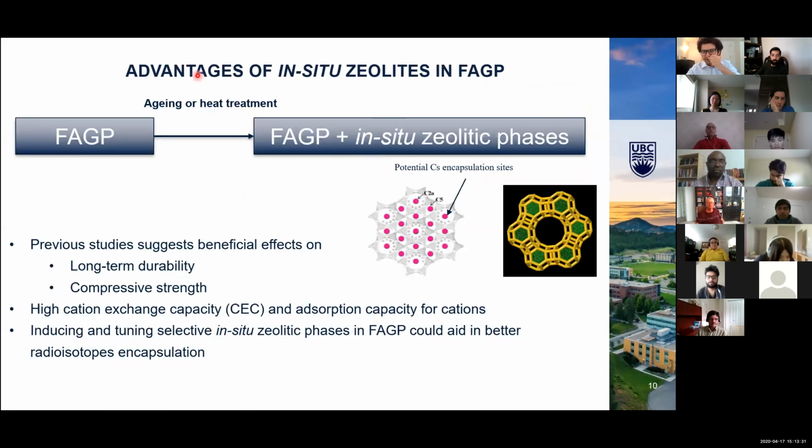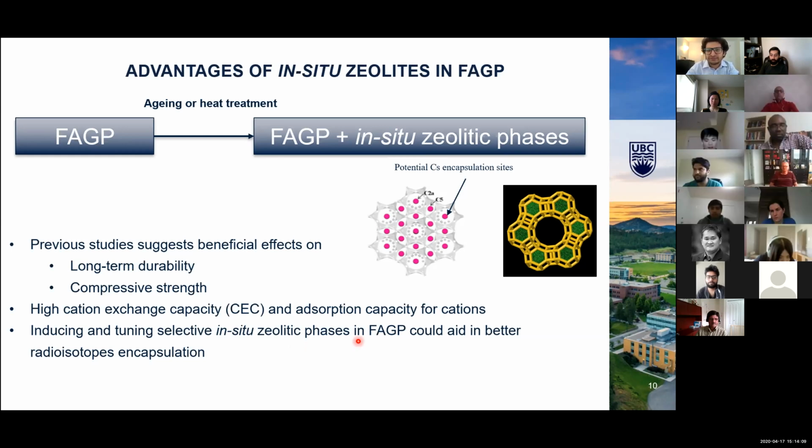And also it has been found that if there are in situ zeolitic phases present in FAGP, a few studies suggest that they have a beneficial effect on the long-term durability as well as compressive strength of fly ash geopolymer. Because of the presence of these in situ zeolitic phases, since they have high cation exchange capacity and adsorption capacity for cations, they have potential cesium encapsulation sites within, which can be induced and tuned within the FAGP matrix to further encapsulate the cesium within the system.